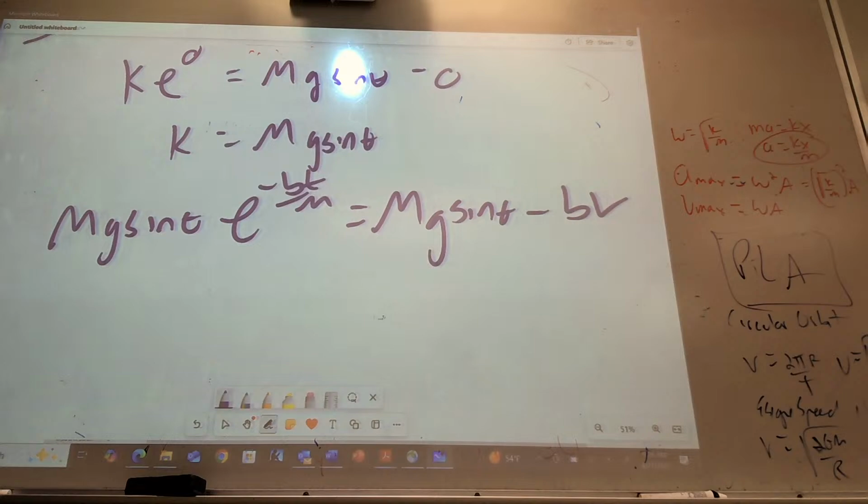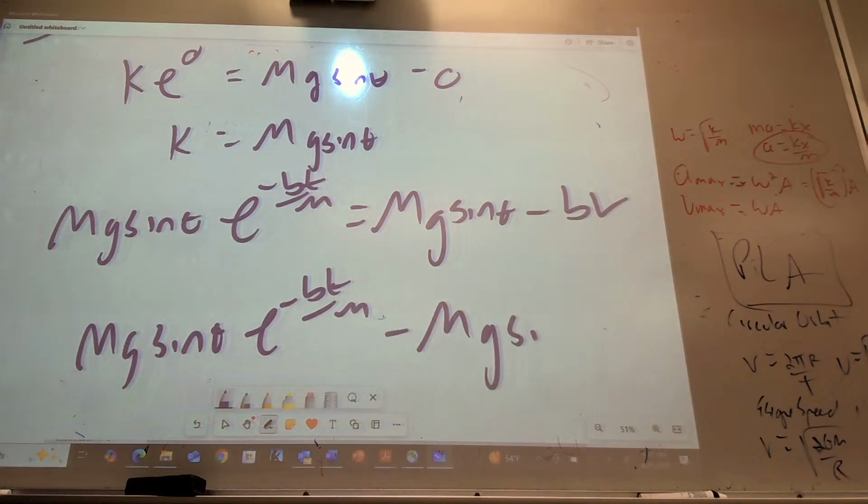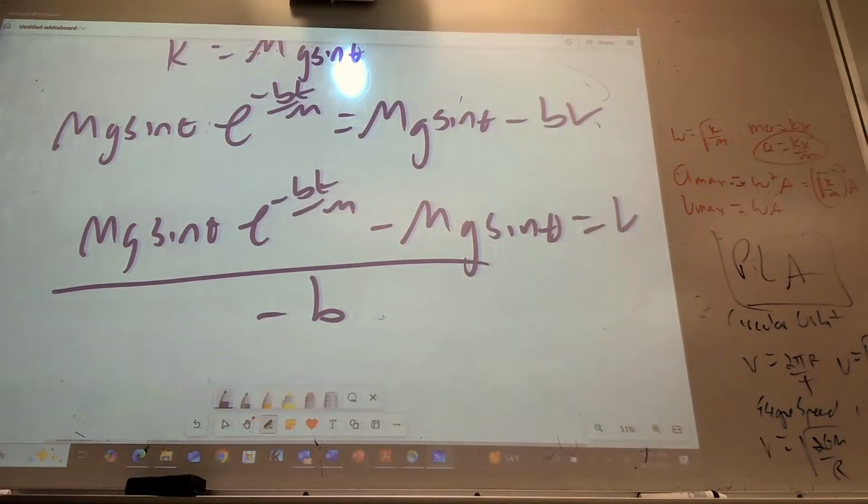So we move over our mg sine theta. Mg sine theta e to the minus bt over m minus mg sine theta is equal to v, dividing down minus b. Okay, now you want to pull out your greatest common factor. You want to get rid of that negative in the bottom, so you don't put a negative in the denominator. And then the form you should have is basically how it always comes out. So if you see a drag force on the multiple choice question, and you're supposed to pick from different things, you can recognize it. It's always in this form.